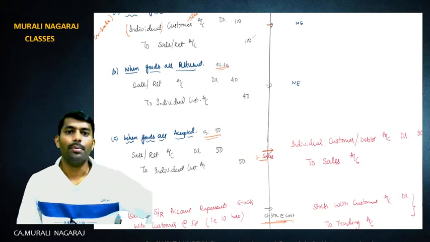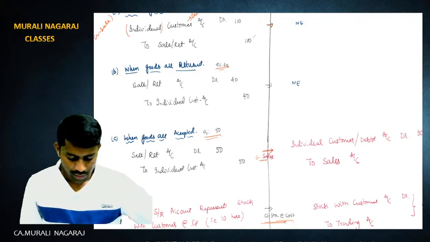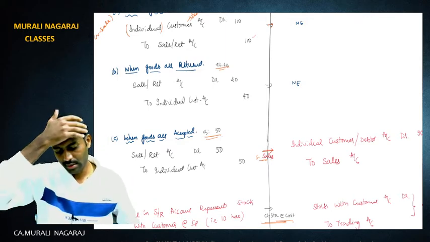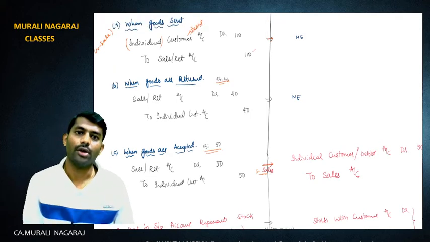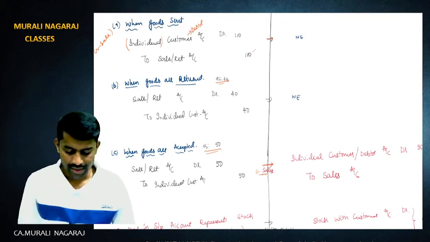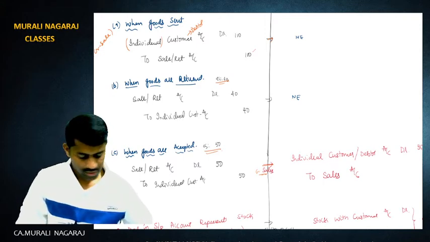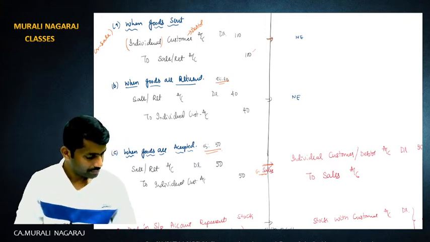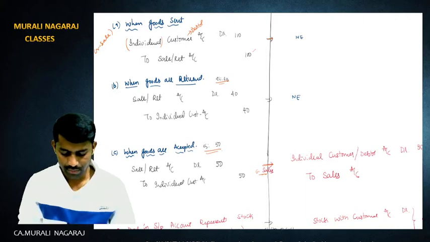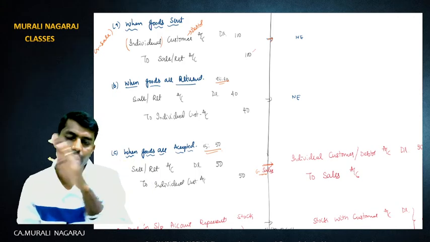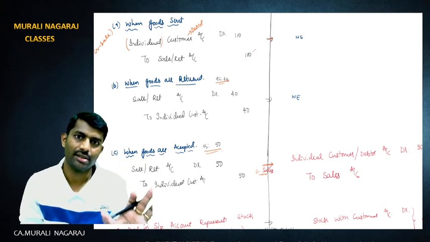Next, the second entry: when goods are returned. For example, 100 rupees of goods were sent in the first entry; in the second, goods of 40 rupees are returned. At the time of goods sent, the customer account is debited and the sale or return account credited, like normal sales.